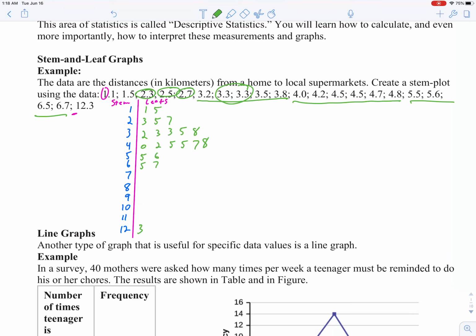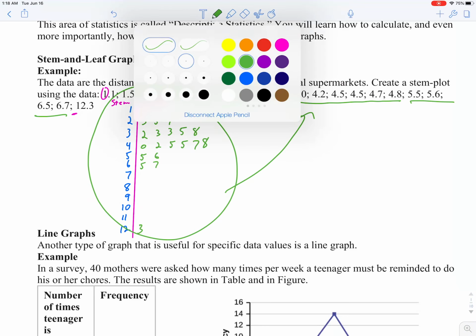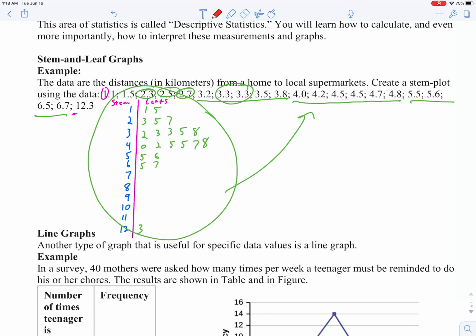Now the nice thing about a stem and leaf plot is we can go backwards. We could actually read this and recreate the data set, because of the way we put it together. This 6 and this 5 represent 6.5, that data point. So with the stem and leaf plot, you can take the raw set of data and create the stem and leaf plot, or you can take the stem and leaf plot and recreate the raw set of data. Okay, all right.